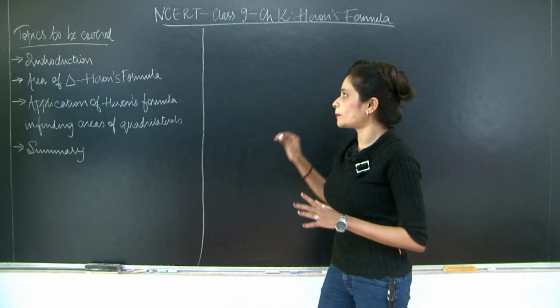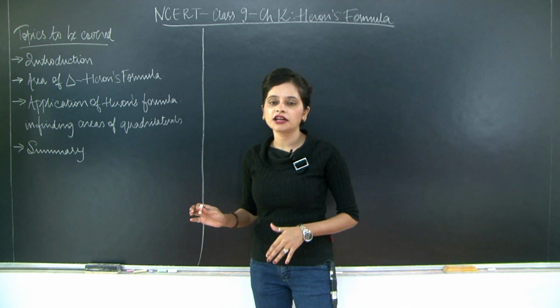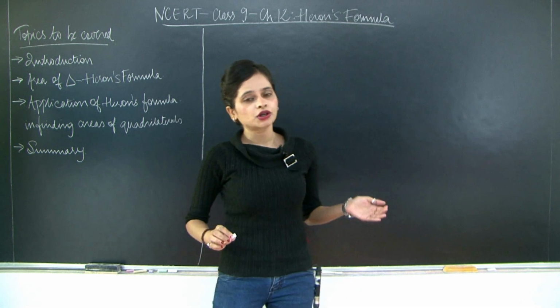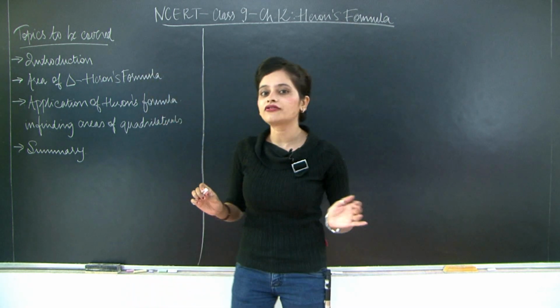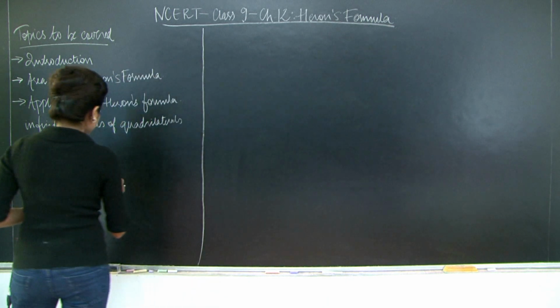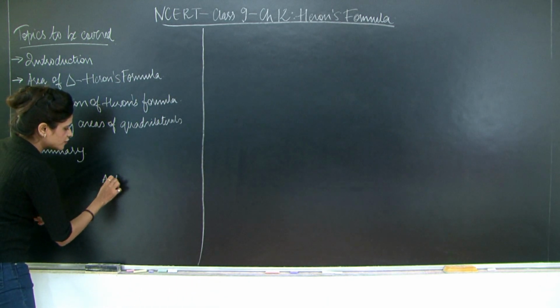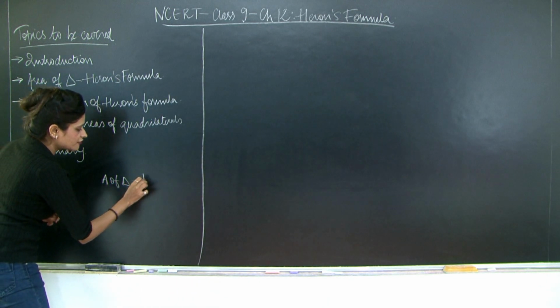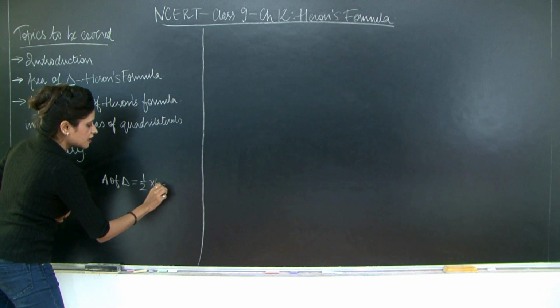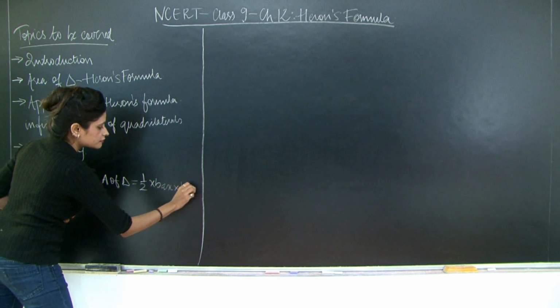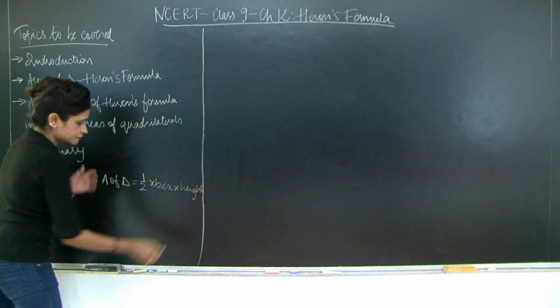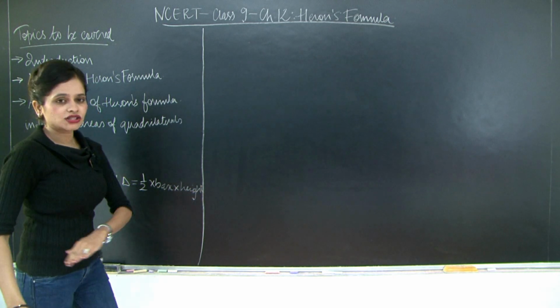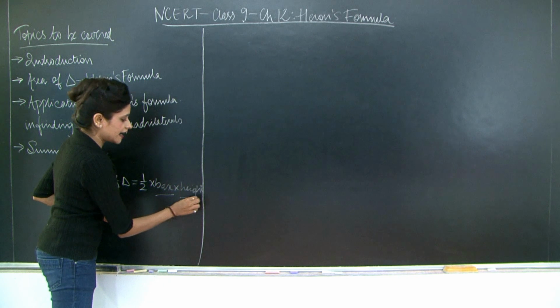So now you must be wondering why are we looking at this formula for finding the area of the triangle, because we have already learned that the area of triangle is what? Area of triangle, we have seen that it is half into base into height. So let us understand these two terms, base and height.